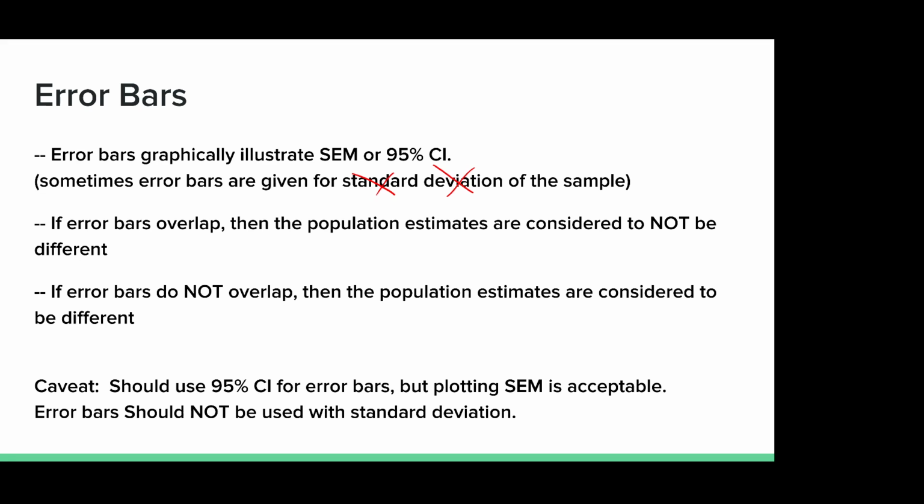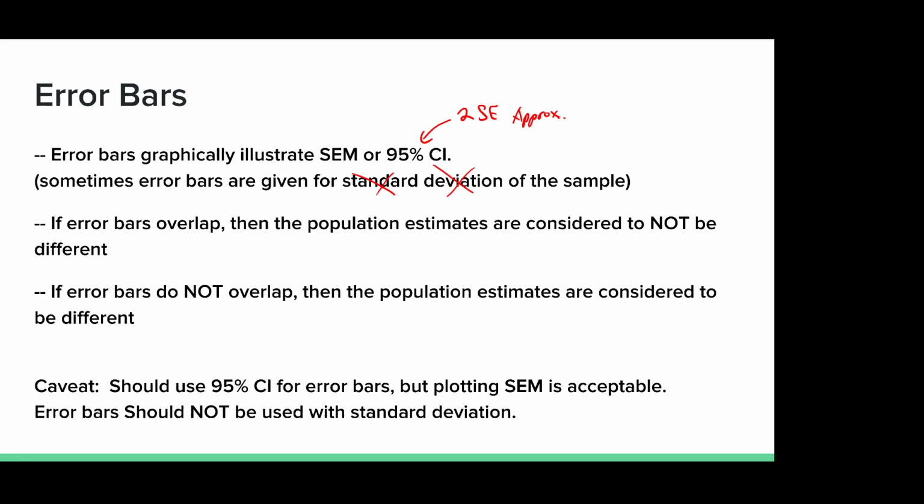And so error bars for the standard deviation give us really different information than the standard error of the mean or the 95% confidence interval, which by and large is based upon the 2 standard error approximation. So we really shouldn't use it for standard deviation, but it can be, but it shouldn't be.